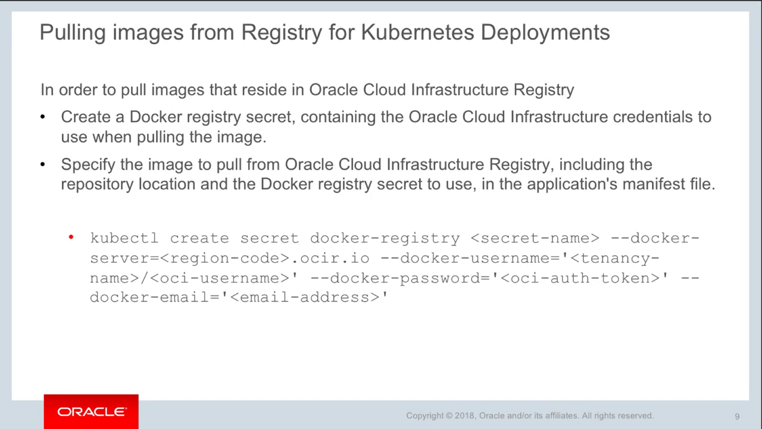Once you have created that secret within your Kubernetes, you can then utilize that secret to pull images from the registry service within your Kubernetes infrastructure, within your Kubernetes deployment. So the command is given over here. You can first create a secret and then use that to pull the images as well.